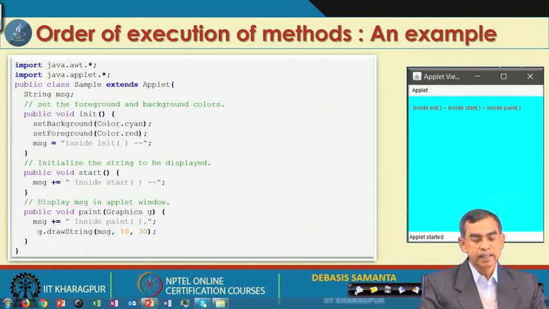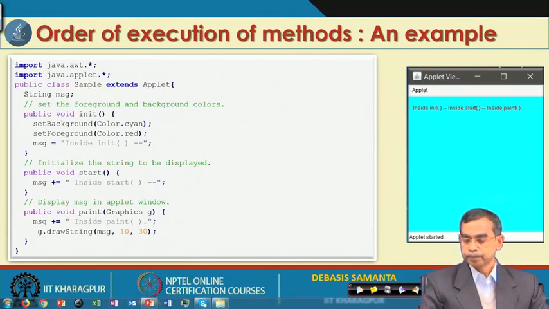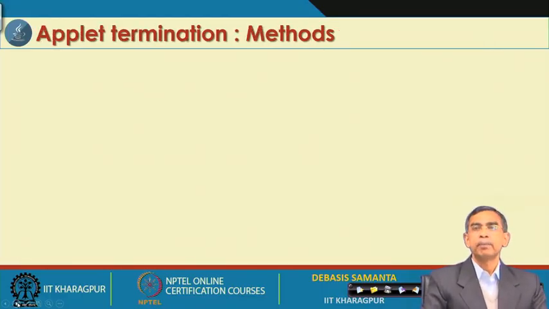Now, this is the type of methods that we have discussed here. If we run this, init, start and then paint, and automatically this way you can see the output. That shows that the order of execution is first init, then start and then the paint method. So, this way the execution takes place in case of an applet whenever it starts its execution.